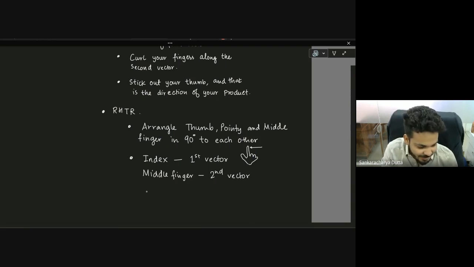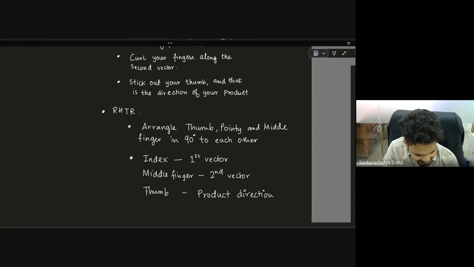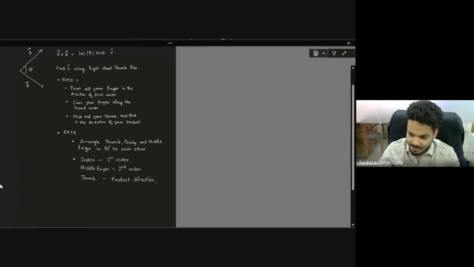Okay. And I hope everyone in the class knows the thumb. Okay, everyone knows the thumb. You know what? I'm gonna erase this also. Okay, so the thumb is the product. Okay, so this is what you have to write. When you are done writing this, please let me know. Then I'll start explaining all of this.